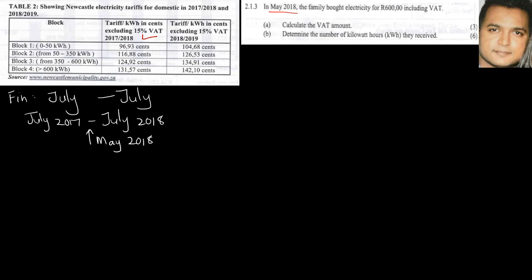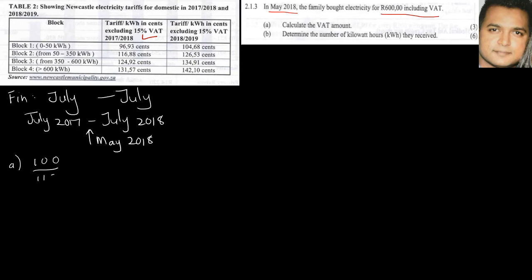Also, additional information is that the VAT is excluding. Take note of that, the VAT is excluding, so I need to be cautious of that. And then if I look at my question, it tells me that the 600 Rand is including VAT. So the first question is what they want: they want to know the VAT amount. In order for me to work out the VAT amount, we generally know that VAT is 15%.